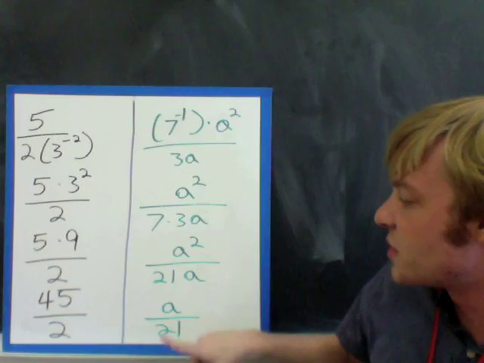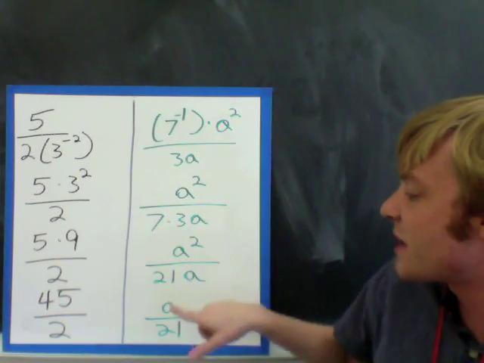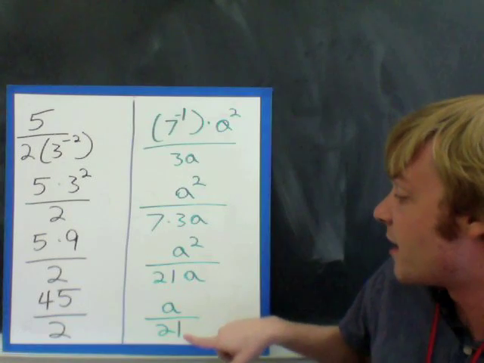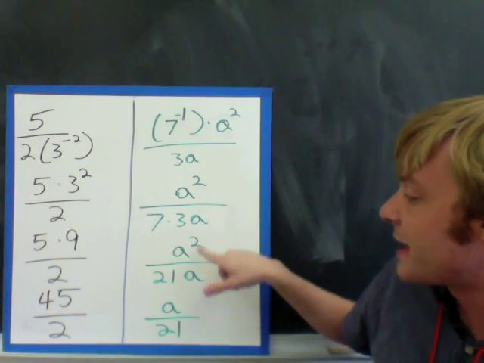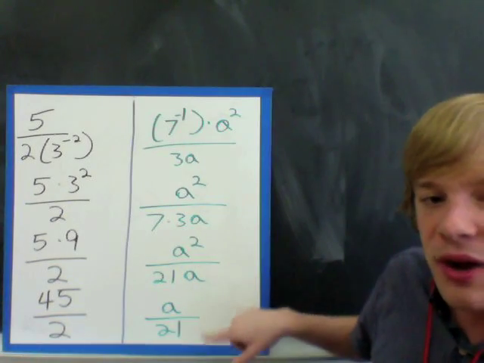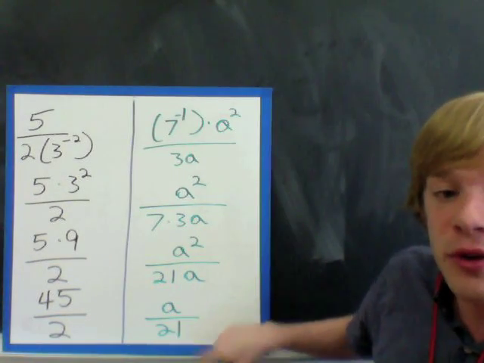Now all I'm going to do is multiply 7 times 3, which gives me 21, and then I'm going to simplify by canceling out one of the a's on top and the a on bottom. So I end up with a over 21.